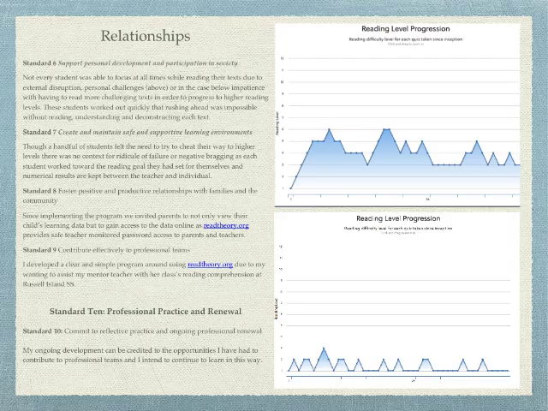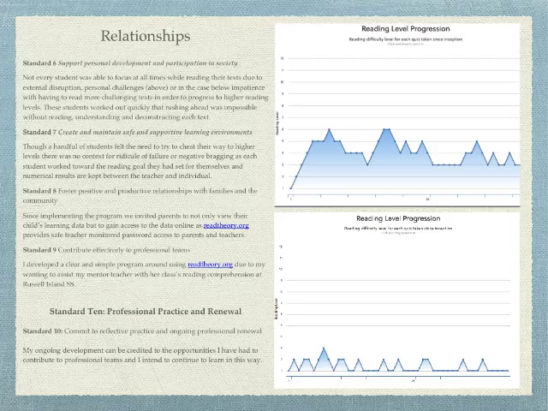For standard 8, fostering positive and productive relationships with families and the community. Again, parents were able to log in and share that gratification with their children and see how successful they were being, and potentially, when they were going down, they could see a little bit of an insight into their own child's behavior.